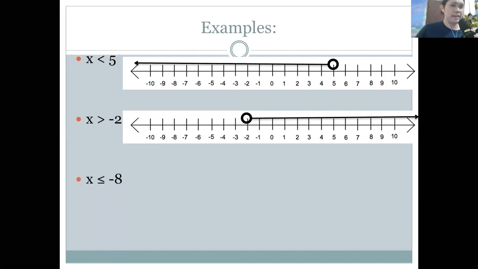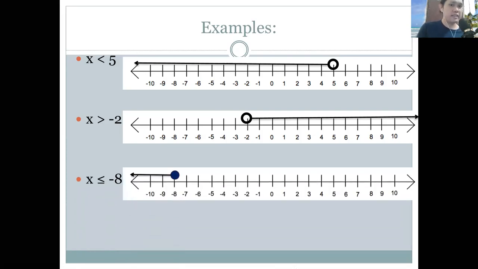Another example, x is less than or equal to -8. So we use less than or equal to, meaning to say -8 is included. So it is closed. As you can see, -8 is included, so it's shaded, it's a closed ball. So that means the solution set of your x are -8 and below.